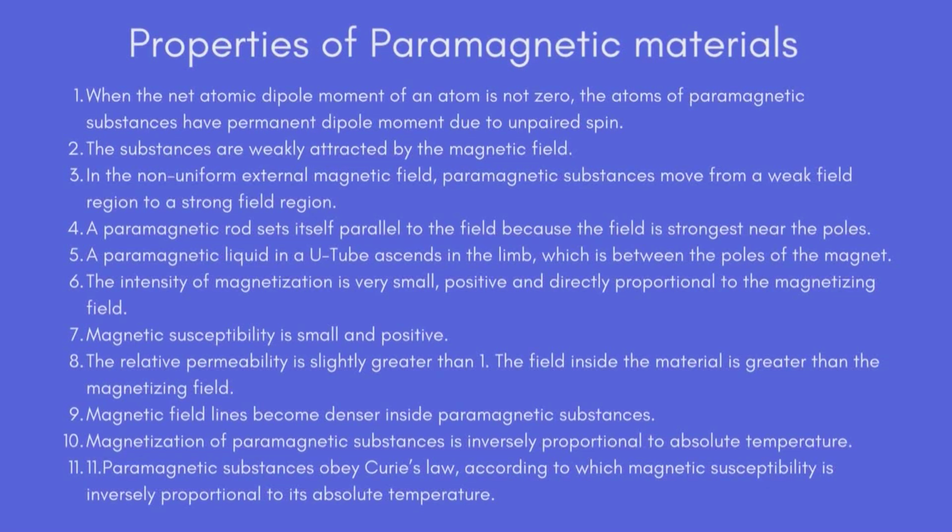In the non-uniform external magnetic field, paramagnetic substances move from a weak field region to the strong field region. A paramagnetic rod sets itself parallel to the field because the field is strongest near the pole. Paramagnetic substances obey Curie's law, according to which magnetic susceptibility is inversely proportional to its absolute temperature. The magnetic dipole moment of paramagnetic substance is small and parallel to the magnetizing field.